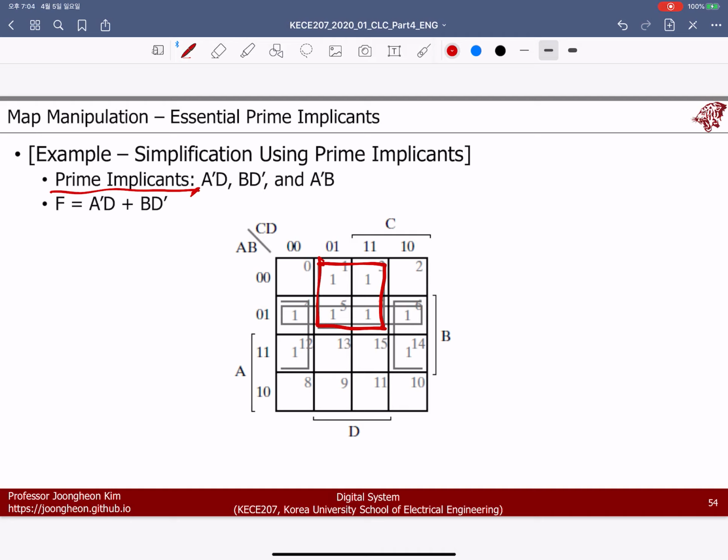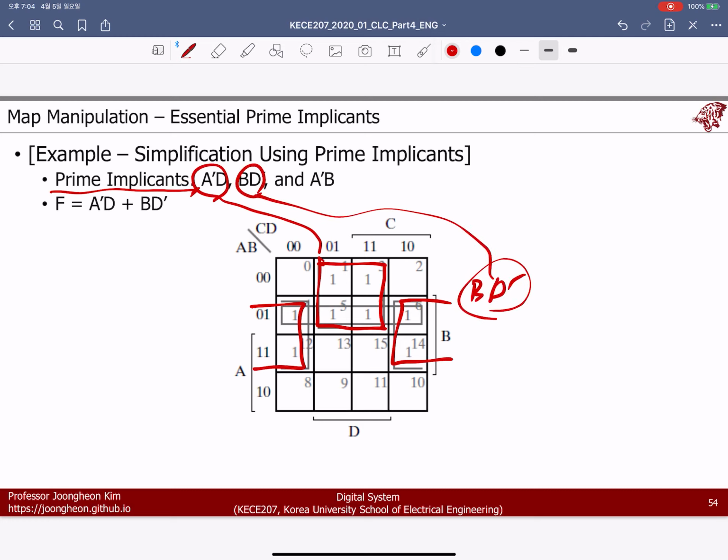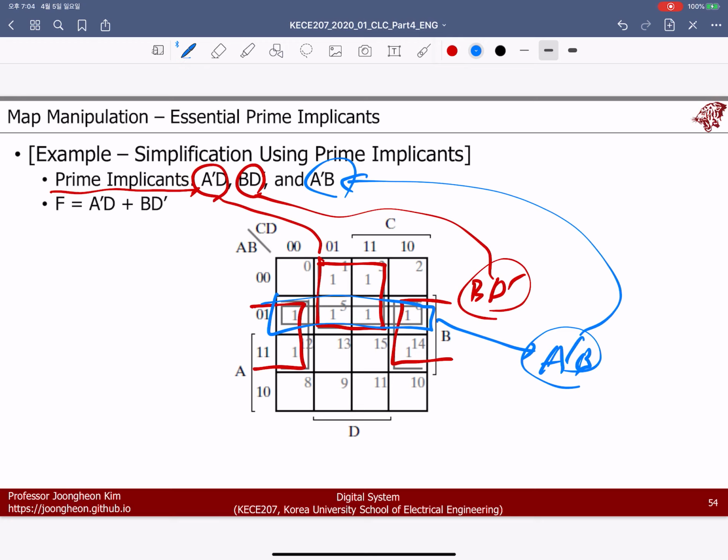So this is A prime D. And then this is also a prime implicant, so this is B D prime. And lastly, this is also a prime implicant. We cannot draw bigger than this one. So this is A prime B, which is the same as this one. You can see that the blue one is dominantly covered by the red ones. That's why we can skip this one. This is a kind of simplification.